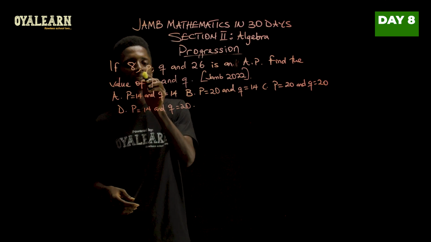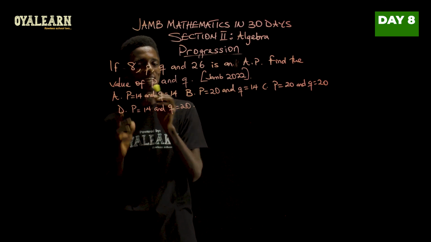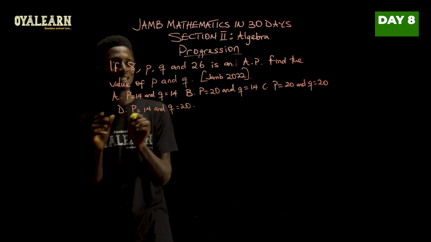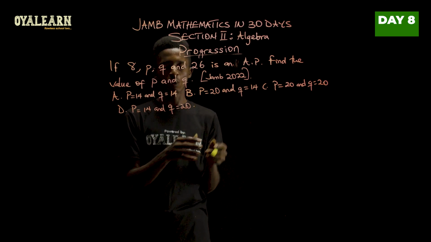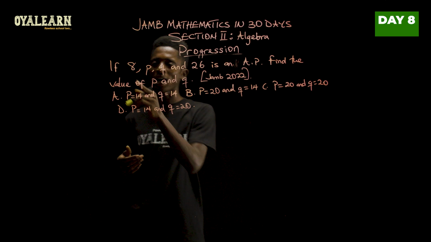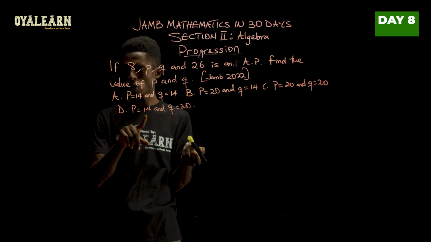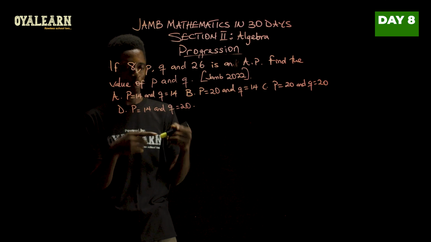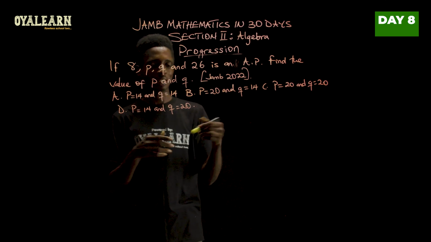So we know that P and Q are positive numbers, and we know that Q has to be greater than P. And when we consider the options provided, you would see that it's only option D that satisfies that, where P is 14 and Q is 20. And if you check, the common difference here is 6, which implies that when you add 6 to 8, you should get P. And 8 plus 6 will give you 14, just as in option D. And 14 plus 6 will give us 20, just as in option D as well. And if Q is 20, 20 plus 6 will give you the last term, which is 26.